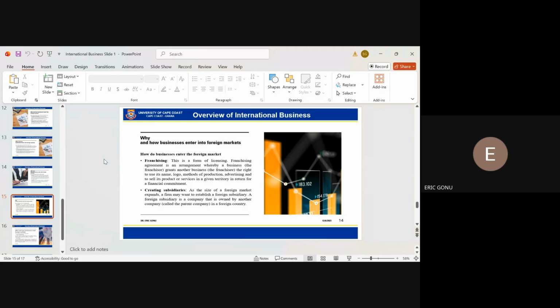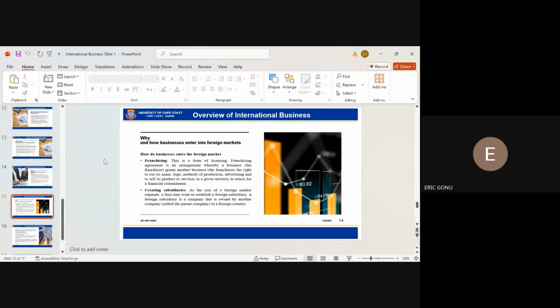That's what it means. This is a form of licensing, an agreement whereby a business, the franchisor, grants another business, the franchisee, the right to use its name, logo, methods of production, advertising, and to sell its products in a given territory in return for financial commitment. So if you look at KFC Ghana, KFC Ghana has received a licensing agreement called franchising.